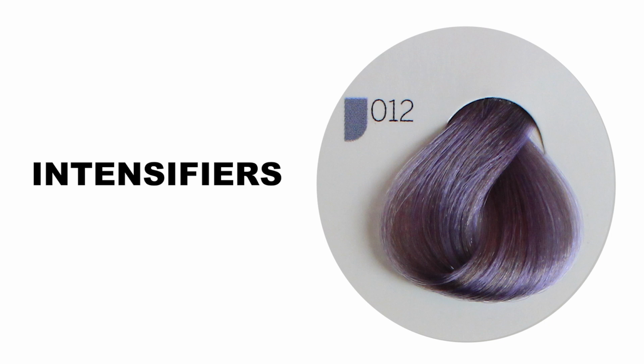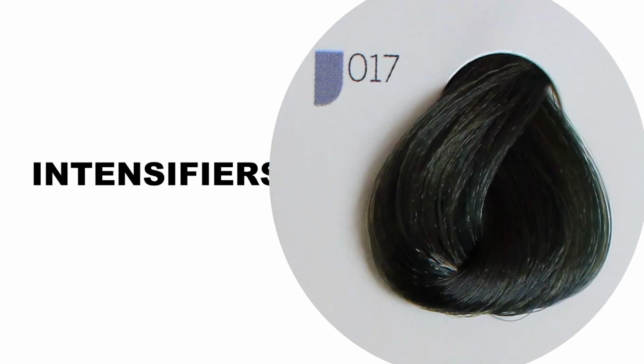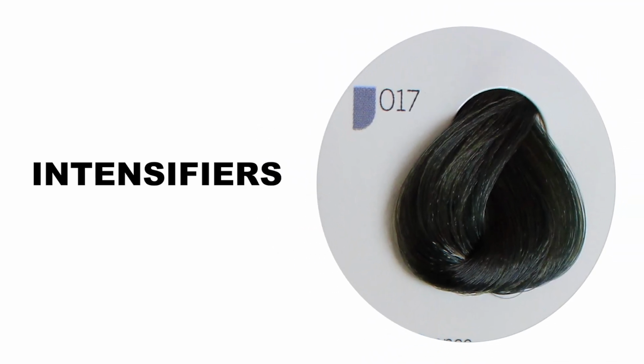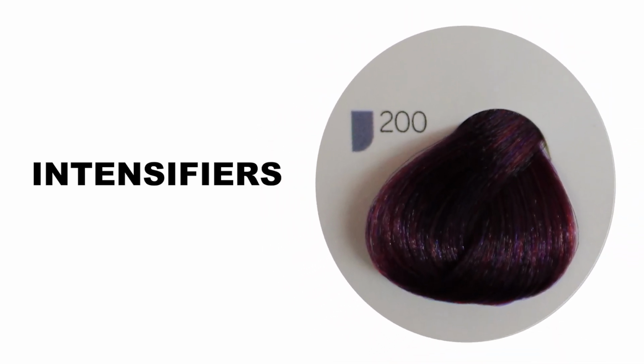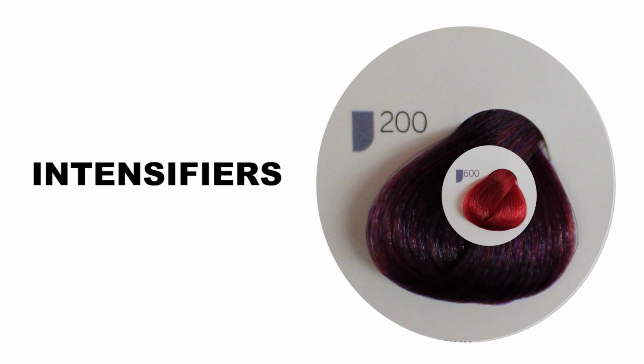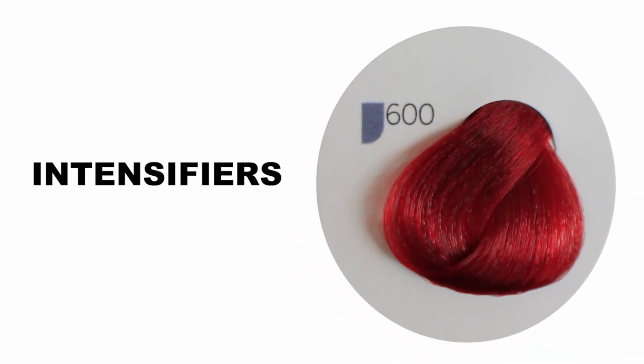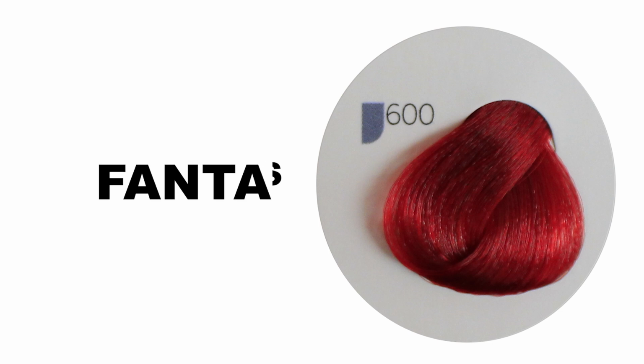The 200 is a violet intensifier designed to enhance those violet tones in your hair that you want to make stronger and more vibrant. This one is ideal for achieving that perfect look. The 600 is specifically for effectively enhancing and intensifying natural copper tones.